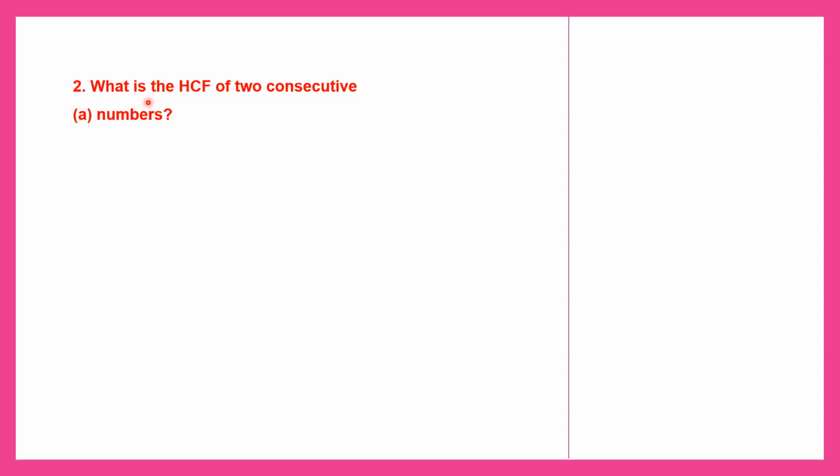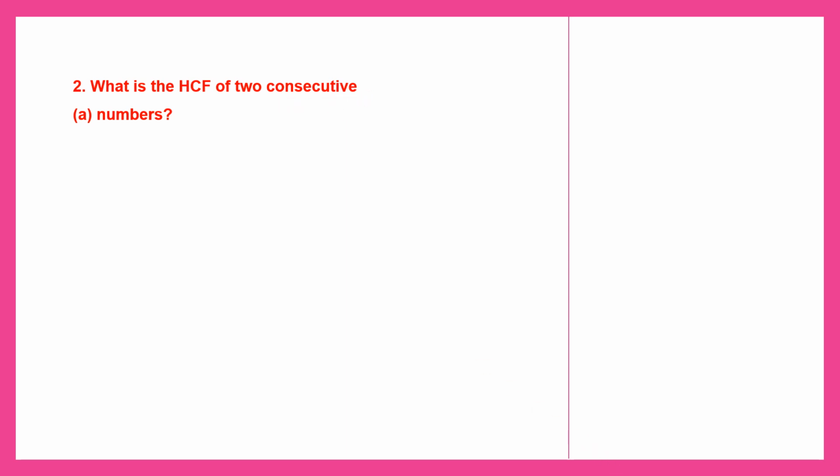Question 2. What is the HCF of two consecutive numbers? Consecutive means numbers that come one after the other. Like 1, 2, 3, 4, 5. When you take any two that come after each other, it is 2 and 3, 3 and 4, 4 and 5. They're all called consecutive numbers.